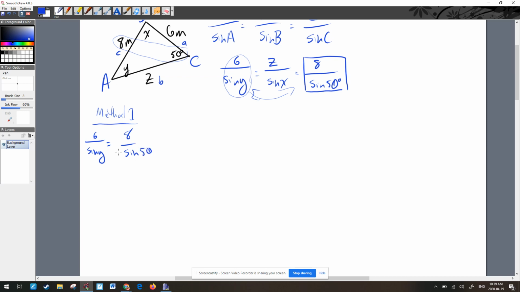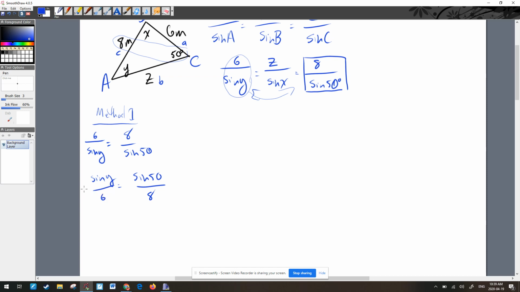Now, I don't like what I'm looking for to be in the denominator. We talked about the idea that a sine ratio could be written either way. So the very next step, I'm going to just flip both of these. So I'm going to say sine y over 6 is equal to the sine of 50 over 8. Okay, so that's better because now what I'm looking for is in the numerator. Now I need to solve.